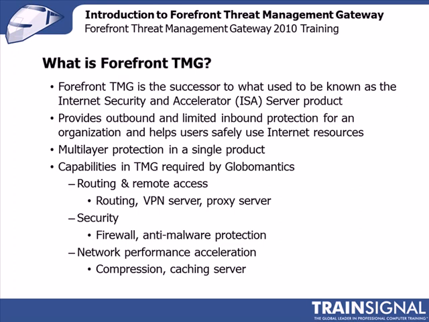TMG is a multi-layer protection in a single product. There are different features in TMG that can be combined together to form a full multi-layer security function, including web filtering, caching, the whole nine yards. Some of the capabilities in TMG that are required by GlobalMantix include routing and remote access, including the creation of a VPN and proxy server, traditional firewall security features, including anti-malware protection, and network performance and acceleration, including HTTP compression, and acting as a caching server to improve internet connection performance.